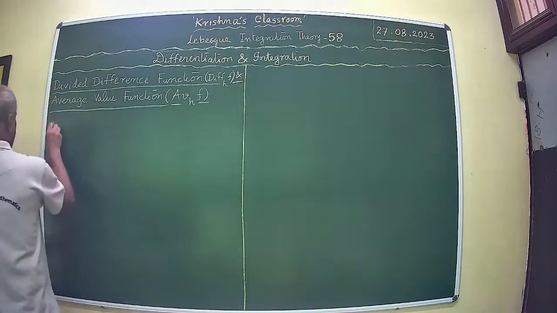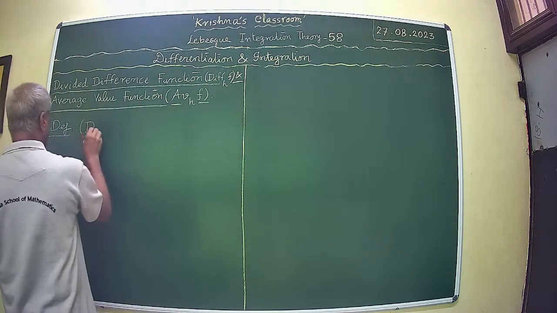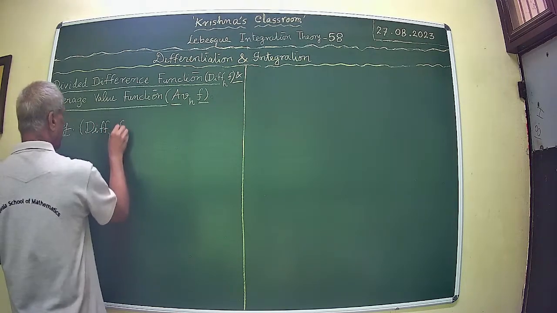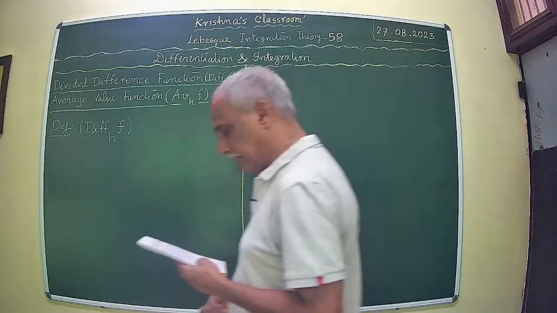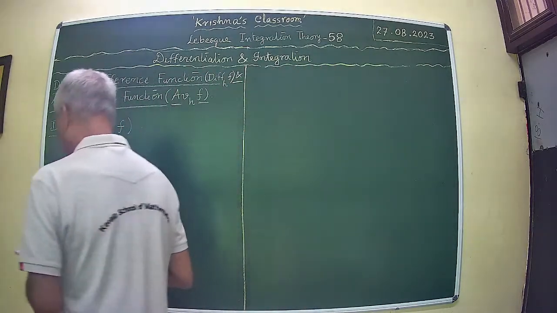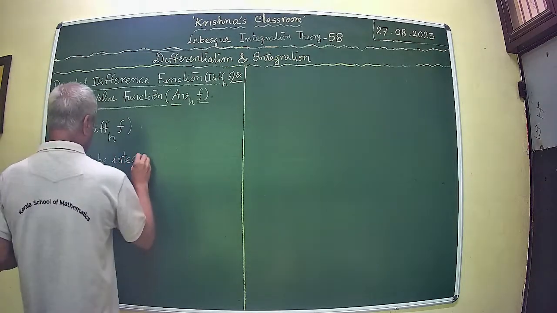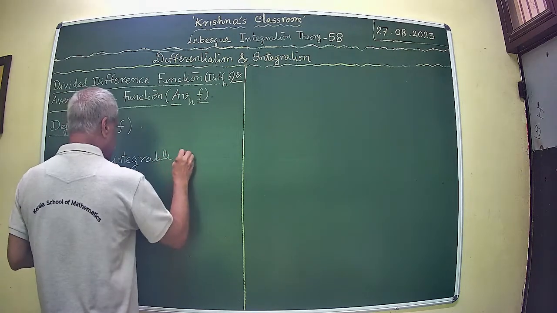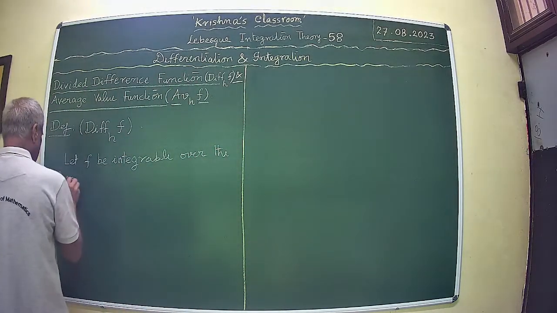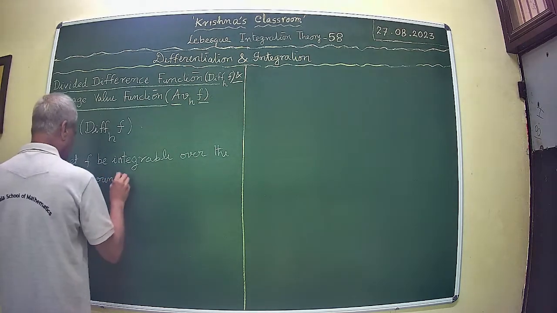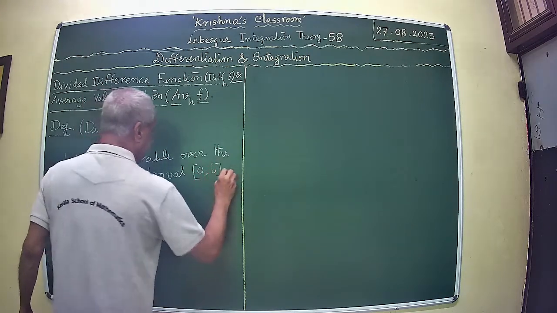Definition. First, we define what is called the divided difference function, and then we introduce the average value function. So let f be a function over the closed bounded interval A. We are taking a closed bounded interval.